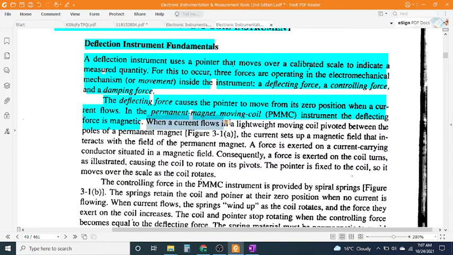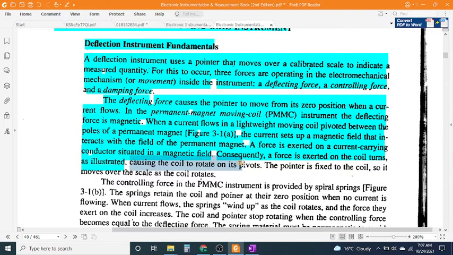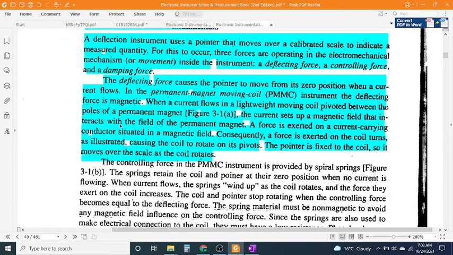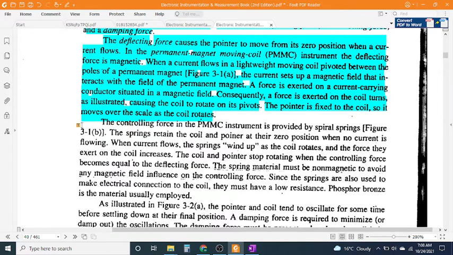When a current flows in a lightweight moving coil pivoted between the poles of a permanent magnet, Figure 3-1a, the current sets up a magnetic field that interacts with the field of the permanent magnet. A force is exerted on a current-carrying conductor situated in a magnetic field. Consequently, a force is exerted on the coil turns, as illustrated, causing the coil to rotate on its pivots. The pointer is fixed to the coil, so it moves over the scale as the coil rotates.